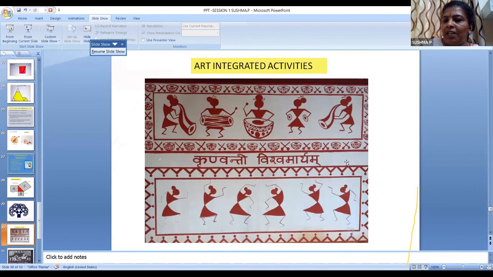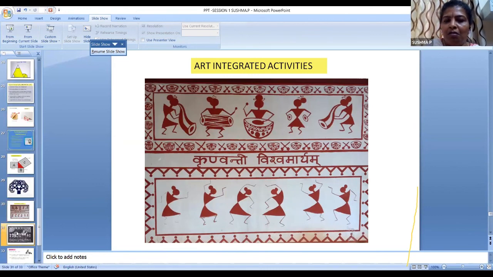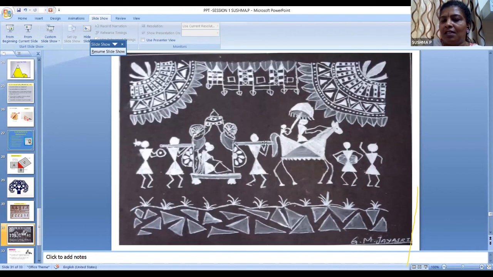Our wall is painted by the children, and I've taken a picture of the wall painting that they did. They use triangles here to represent some story or whatever. It's a very beautiful art form which you can give the children as an art integrated activity, right? I'll show you one more. This is one more that a 6th standard child did. Okay, it's a beautiful work. So I just took the pictures from the classroom and I just wanted to show you, so you can understand what activities you can give based on this topic, right?